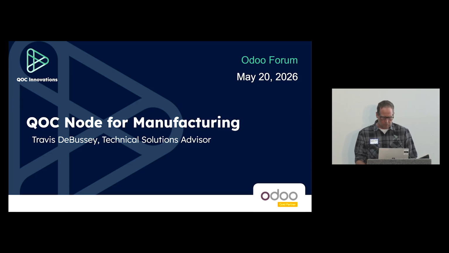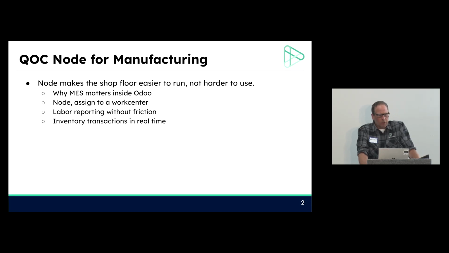And we're going to get into a bit of why the node. So the node makes the shop floor easier to run, not harder to use. Why MES matters inside Odoo, we're going to go through that. Node, how we're going to assign it to a work center. We're going to perform labor reporting without friction and inventory transactions in real time.